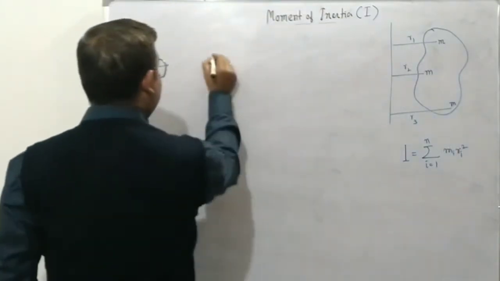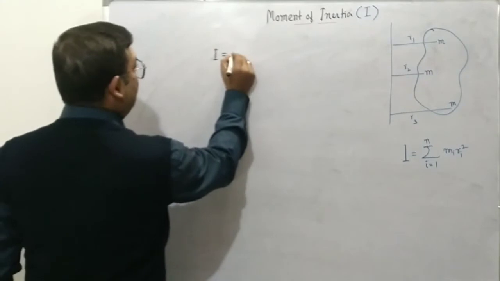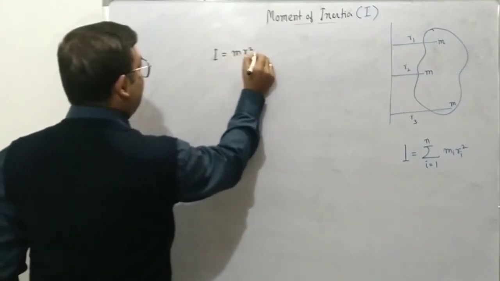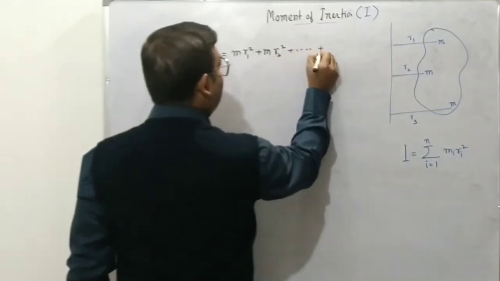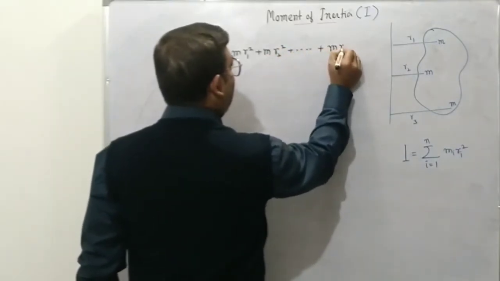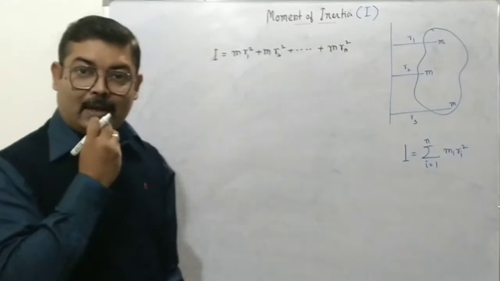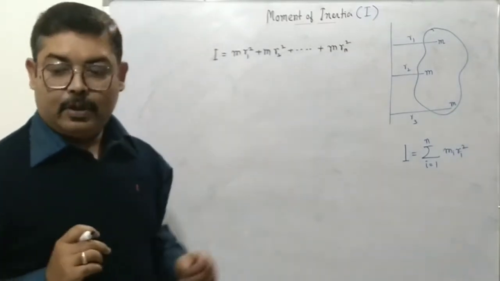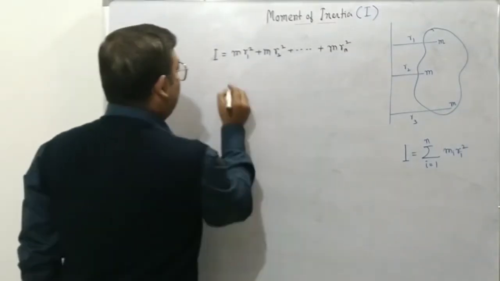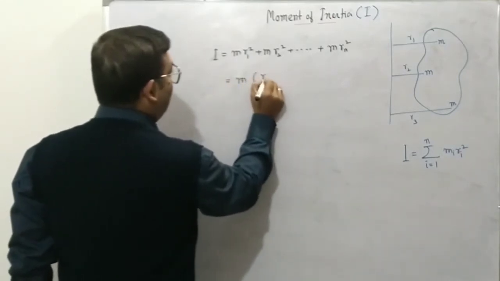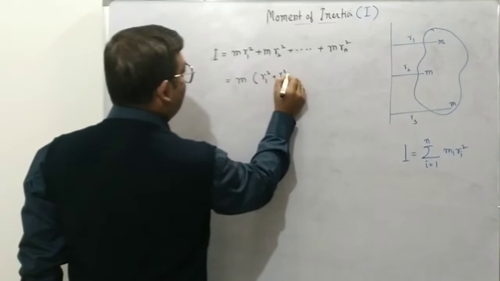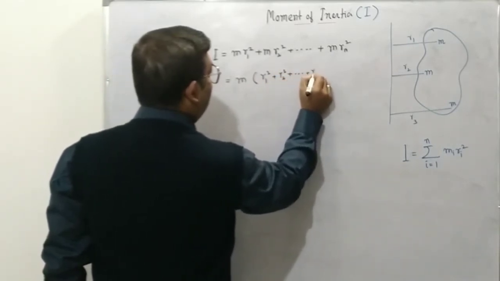So moment of inertia by definition will be given by M R1 square plus M R2 square till the nth particle, the last particle, that is M Rn square. All the particles of the rigid body have the same mass. So we can take M common out of it. We have R1 square plus R2 square plus till Rn square.